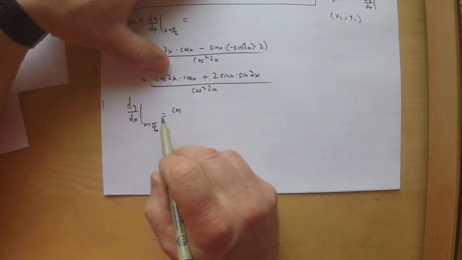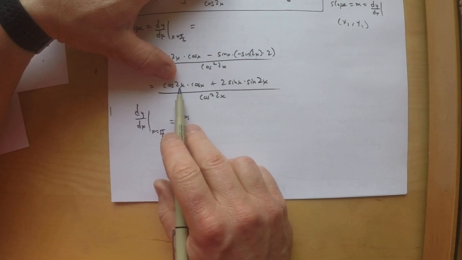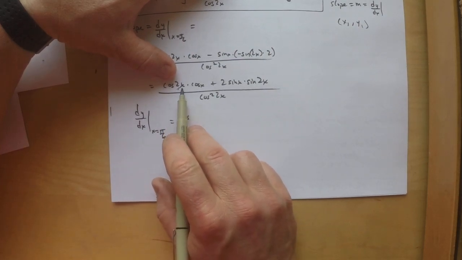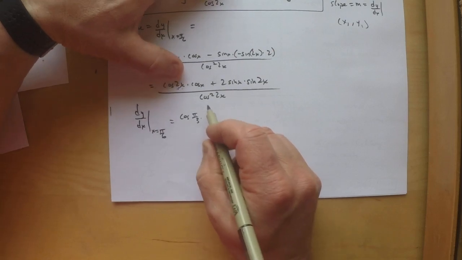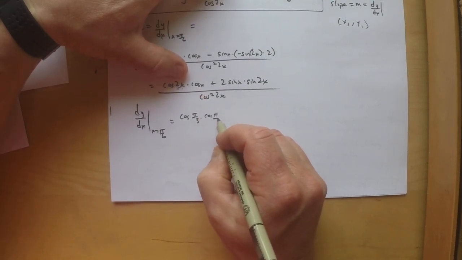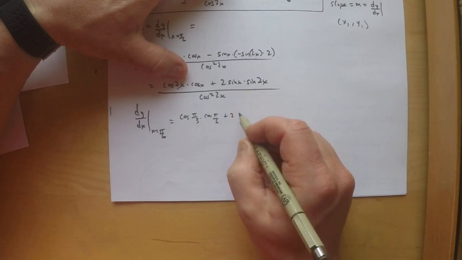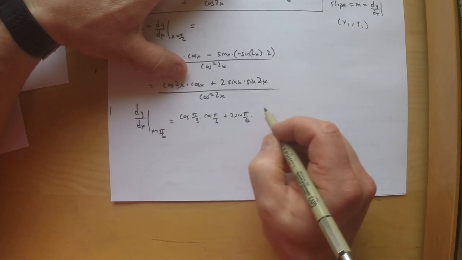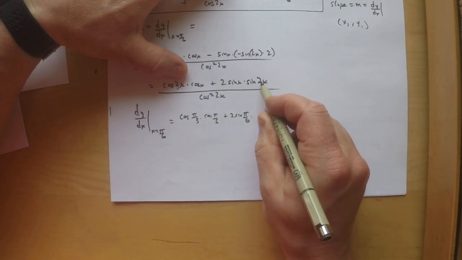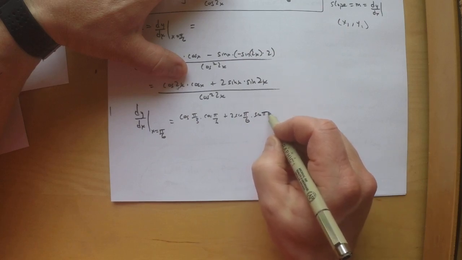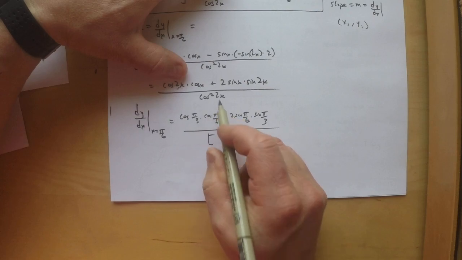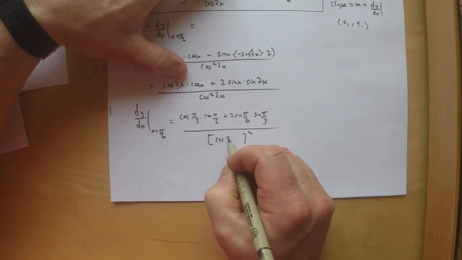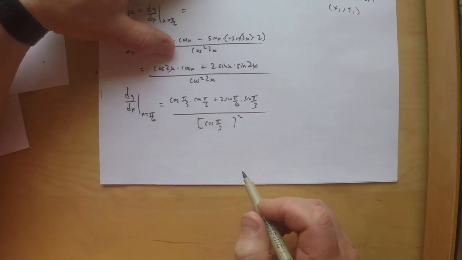So cos of, now 2 times pi over 6. When I plug pi over 6 into and multiply it by 2, I get pi over 3. That is pi over 6 as it is. This is sine of pi over 6. This is sine of pi over 3 because I'm doubling it again. And the bottom, let's write the squared this way. I'm doubling the angle as well, so that's cos of pi over 3 all squared.